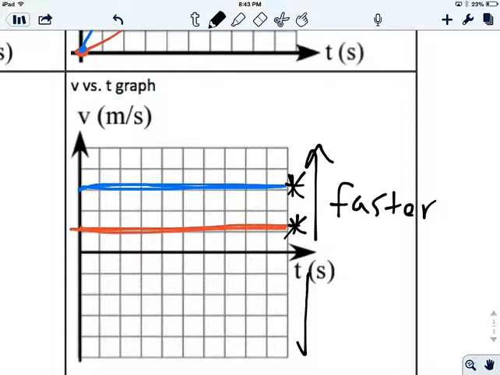Now, if it had been this way, the lower graph would be faster than the higher graph. Okay, so that is it for this worksheet.